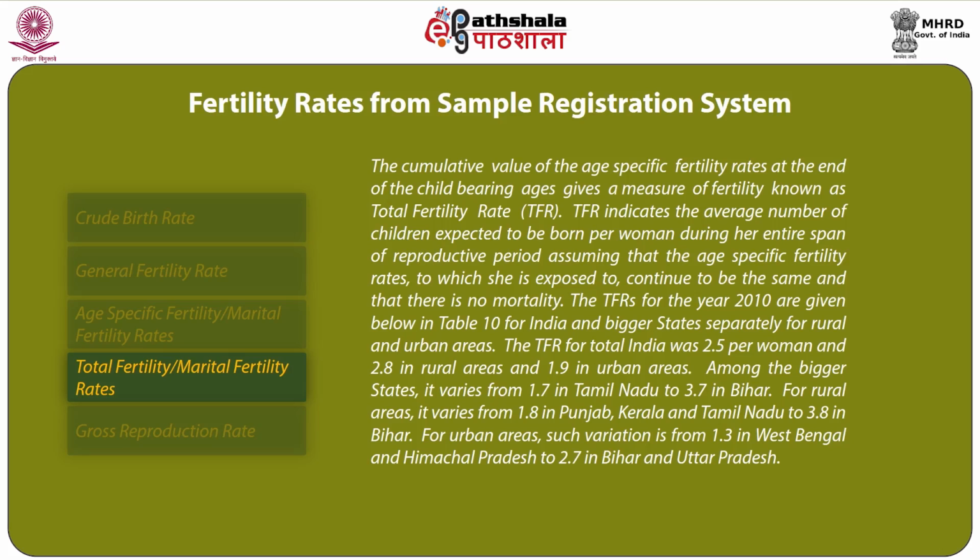Among the bigger states, it varies from a TFR of 1.7 in the state of Tamil Nadu to a relatively higher level of 3.7 in Bihar. For rural areas, it varies from 1.8 in Punjab, Kerala and Tamil Nadu to 3.8 in Bihar. For urban areas, the variation is from 1.3 in West Bengal and Himachal Pradesh to a higher level of 2.7 in the states of Bihar and Uttar Pradesh.